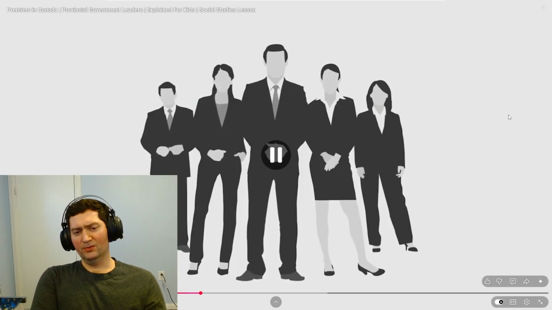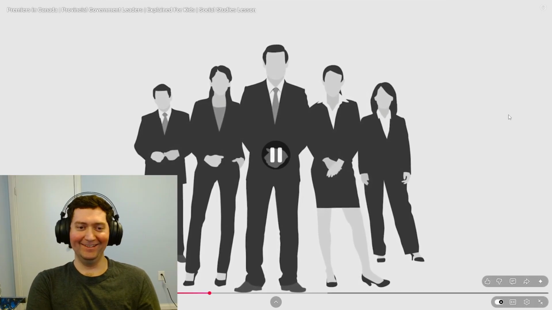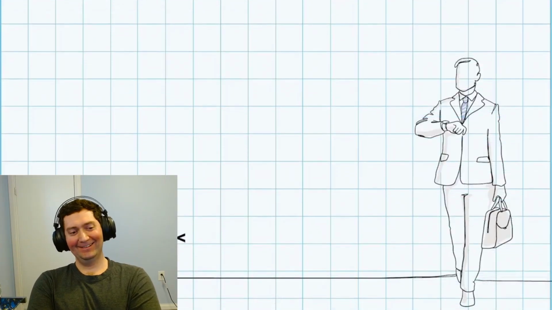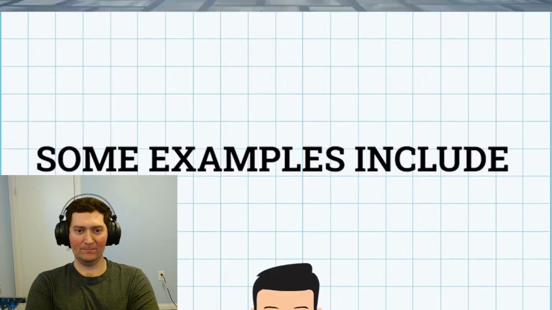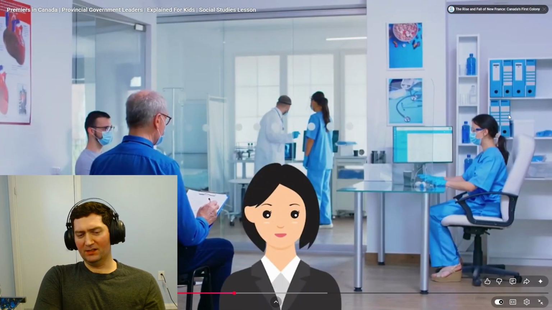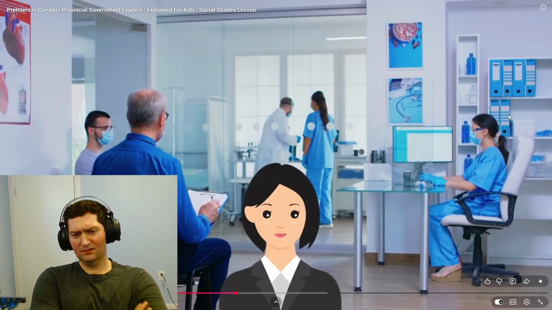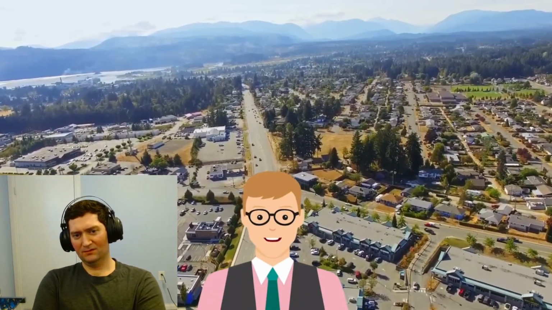The cabinet is made up of MLAs, MPPs, or MNAs, chosen by the premier to oversee different parts of the government. Each cabinet minister is responsible for a specific area, called a ministry. Some examples include the Minister of Education, who is responsible for schools, the Minister of Health, who oversees hospitals and healthcare, and the Minister of Transportation, who helps manage roads and public transit.